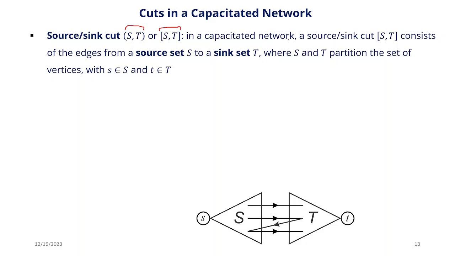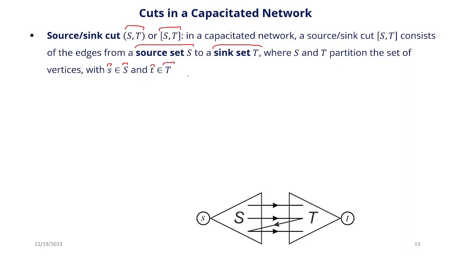So in a capacitated network, a source-sink cut consists of the edges from a source set to a sink set, where S and T partition the set of vertices, with the source inside the source set and the terminal node, or sink node, inside the set of terminal nodes.